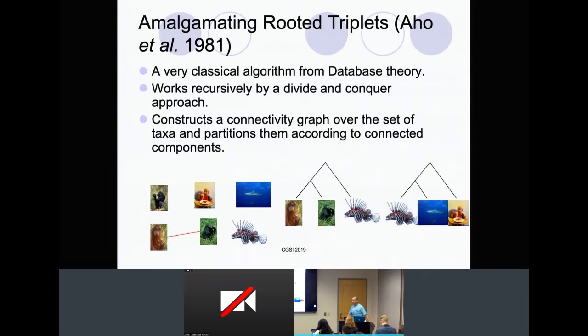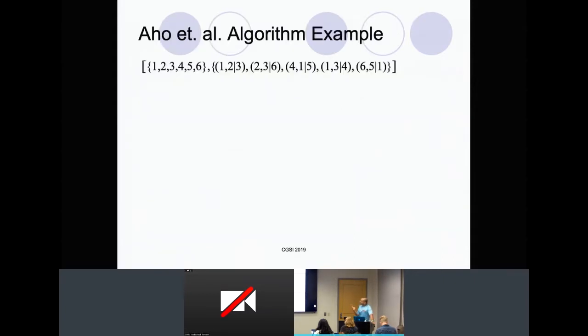Now another triplet, another piece of information. So we connect the two other fish by an edge. And let's see some more concrete toy example, not just pictures. So we have these guys, the 1 to 6 taxa or element set, and we have these triplets. And now we go triplet by triplet.